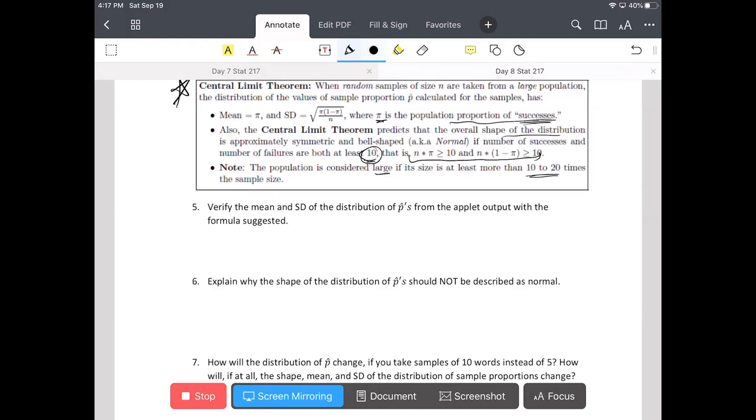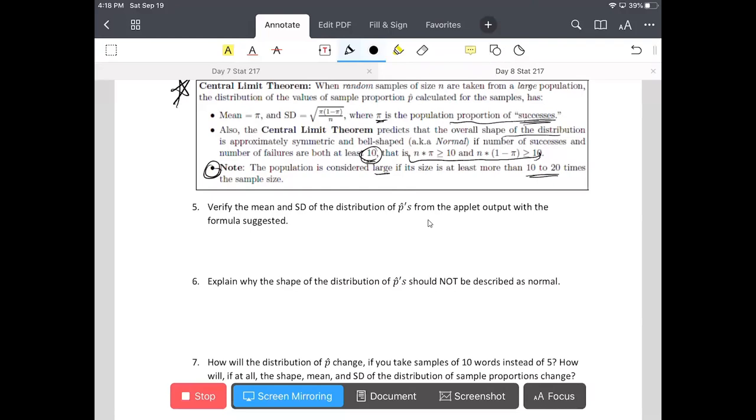Do you need to show or prove that most of the time? No. The one time you need to be very aware of it is when you're looking at a problem and need to see, is the population size large enough compared to the sample size? And vice versa. You want to make sure that if you're going to use this, you meet these criteria. So now we're going to verify the mean and standard deviation of the distribution of p-hats from the applet output with the formula suggested.